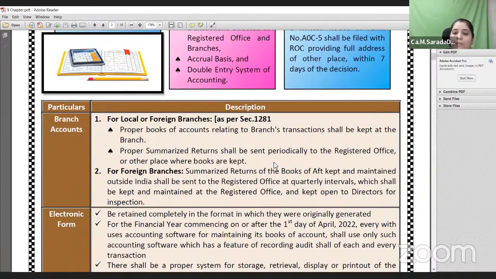Next, suppose the company has branches at different places. In such cases, the books of accounts related to the branch transactions are also kept at their own branches, and from time to time summarized reports are sent periodically to the registered office of the company. Okay, so if the company has any local branches or foreign branches, the books of accounts of those branches are kept in their branch accounts, and summarized reports at quarterly, monthly or fortnightly intervals are sent to the registered office and kept for the directors' inspection. These books of accounts can also be maintained in electronic form. It is not mandatory, but they can be maintained even in electronic form.